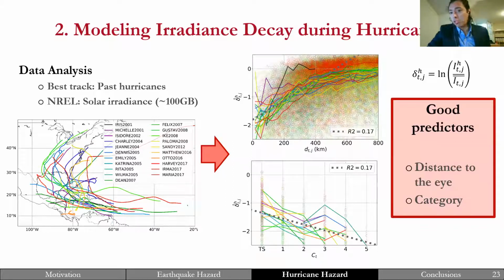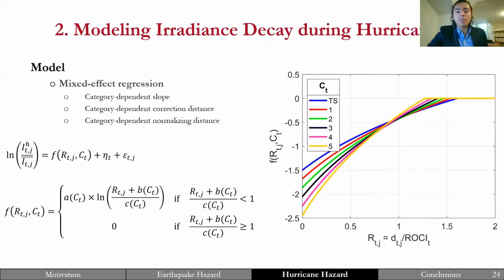We focused on these two predictors, and we created a model based on mixed effect regression. This is quite similar to what we do to model ground motion prediction equations. Same technique. Here we're splitting variability between spatial variability and temporal variability, measuring irradiance in different places at different time steps of the hurricane, but same technique.